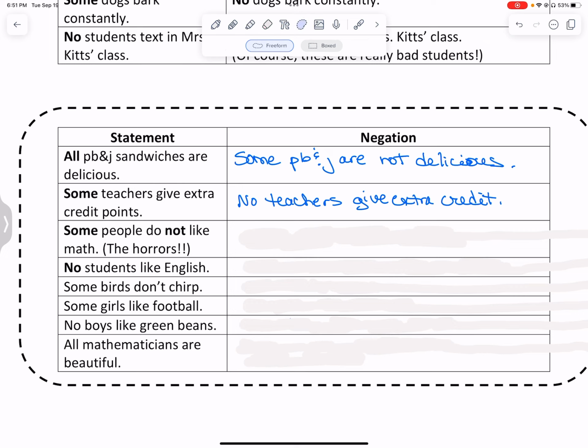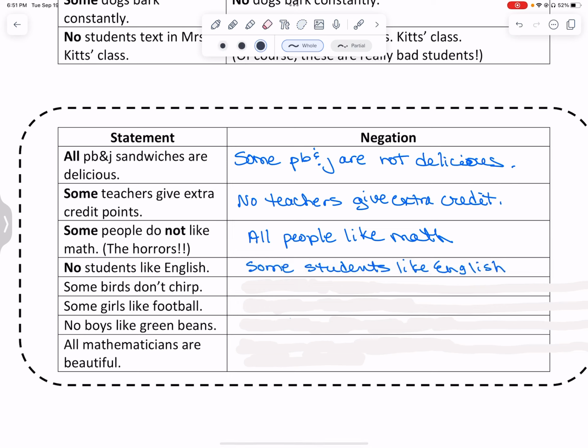Some people do not like math. So the negation would be all people like math, right? Because it was some do not. The opposite is all, okay? No students like English. The opposite is some students like English. No students like English. Opposite is some like English.